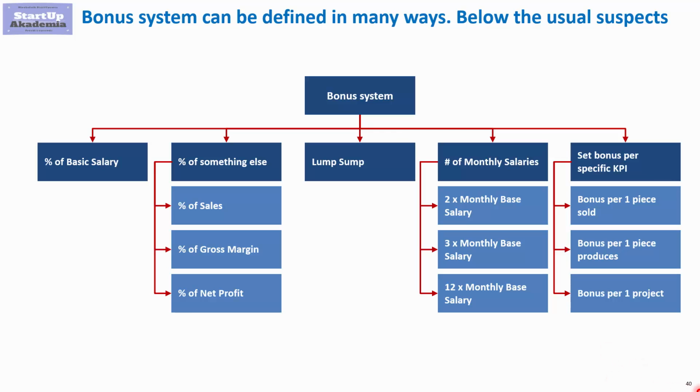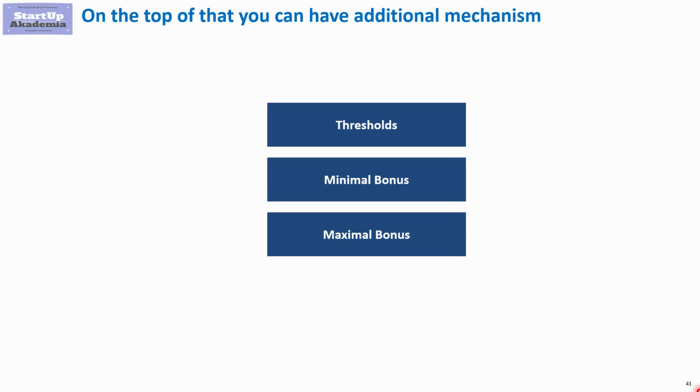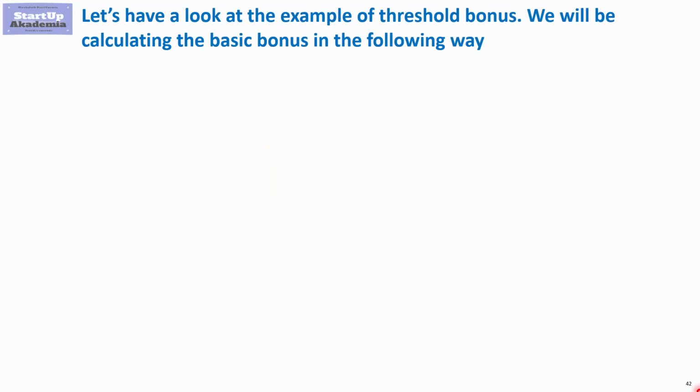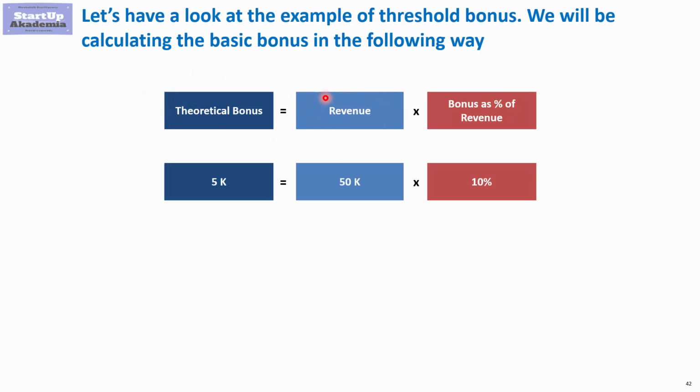However, on top of that, you'll be using additional restraints. And we will quite often have thresholds, minimal bonus, and maximal bonus. And let's look at how they work in practice. We'll start with the threshold. Let's imagine that your theoretical bonus that you should get will be calculated as a percentage of revenues. So let's assume that it's 10%. You have generated 50K, so you should get 5K.